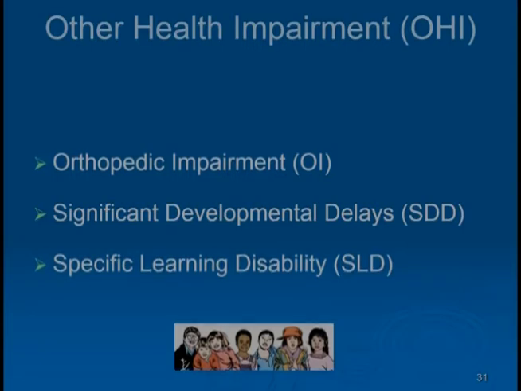Specific learning disability is a term used to describe a disorder in one or more of the basic processes involved in understanding and using spoken or written language. It may manifest itself in an imperfect ability to listen, think, speak, read, write, spell, or do mathematical calculations. It does not refer to students with a general intellectual disability.